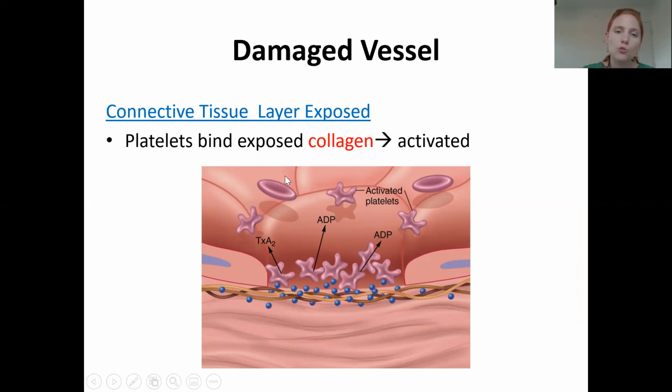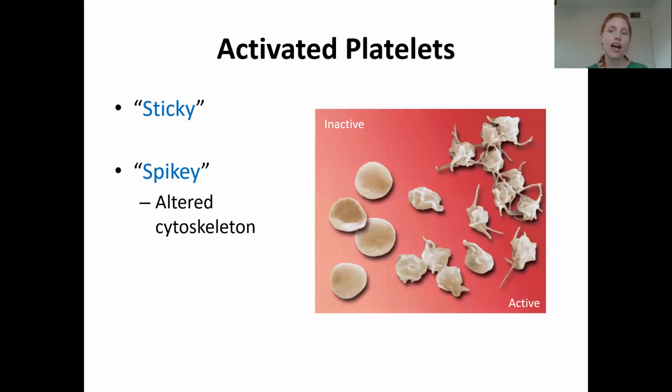And so what happens is, this is an inactivated platelet. When those inactivated platelets come in contact with the collagen, which is like a long string of proteins, and as you hopefully remember, proteins are negative, and so when it comes in contact with that negatively charged collagen, you're going to activate those platelets. And when I say activate, I mean it physically changes in shape, and they become very sticky so that they can stick to each other, and they get really spiky.